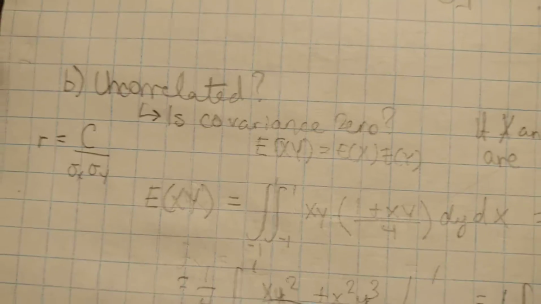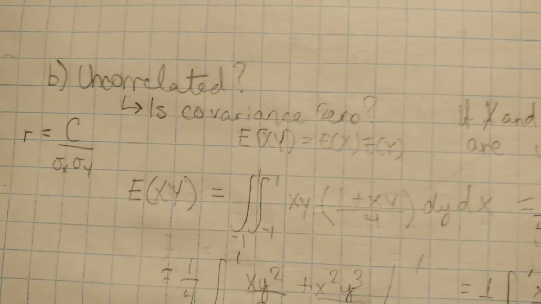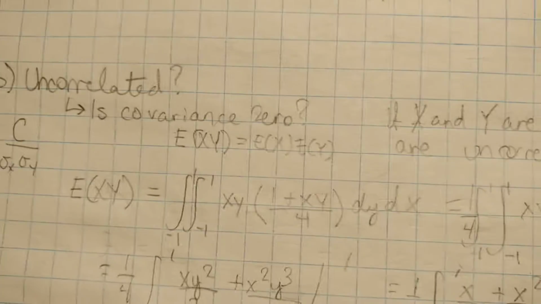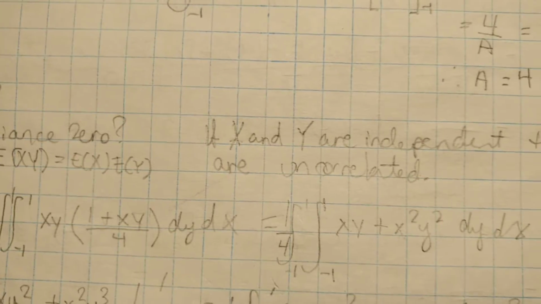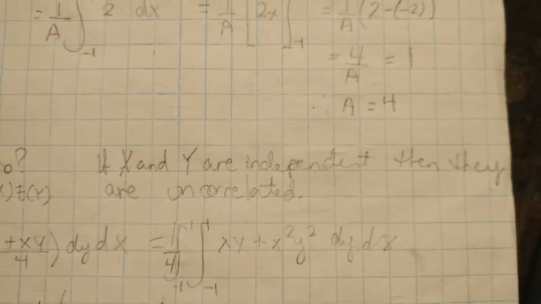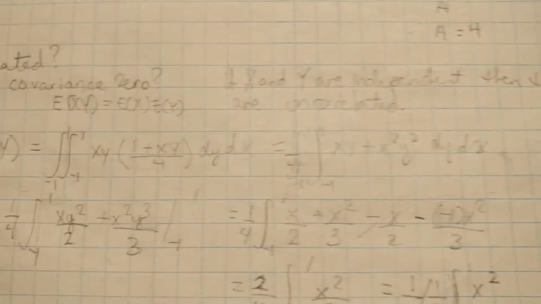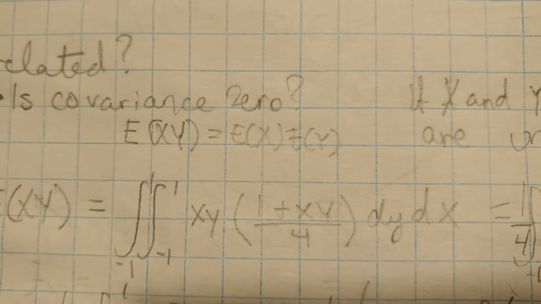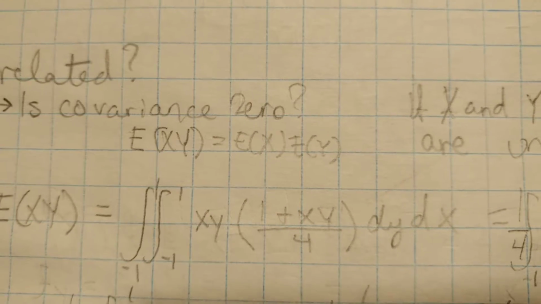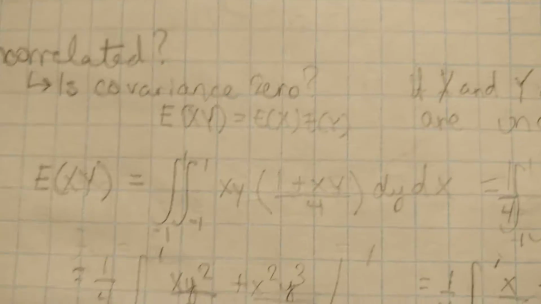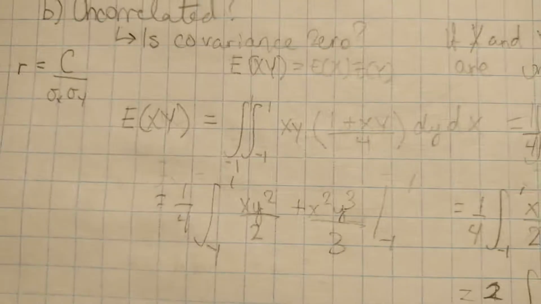The second part asks if X and Y are uncorrelated. If X and Y are uncorrelated, the covariance should be 0, and if they're independent, then they are also uncorrelated. So we have a couple different ways we could prove it. If the expectation of XY is equal to the expectation of X times the expectation of Y, then the variables are uncorrelated.